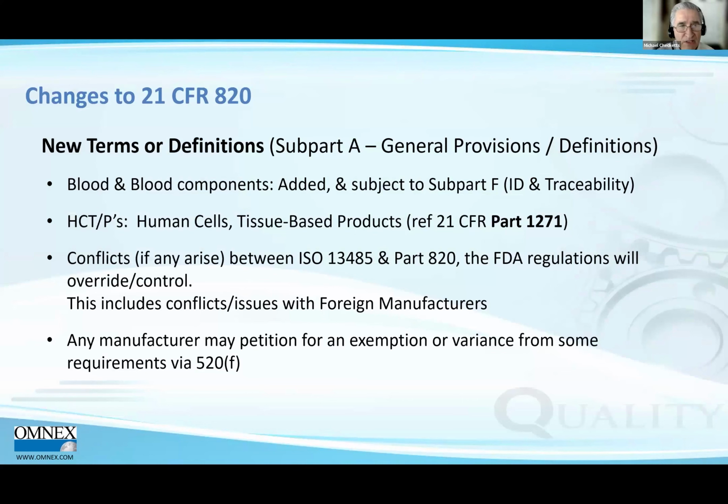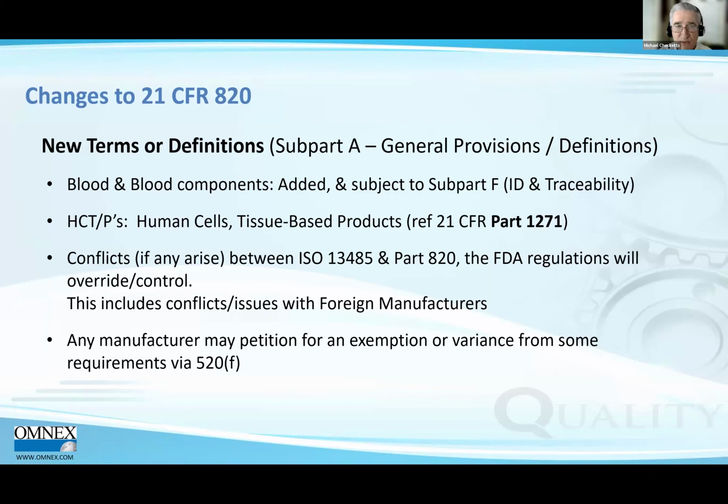So let's talk about the terms and definitions. Some of the definitions that are not part of 13485 are still in 820. Blood and blood components are added and subject to subpart F, ID and traceability. The human tissues and cells, tissue-based products, are part of part 1271 of the Code of Federal Regulations. So that part has been pulled out. So make sure that if you have human cell or tissue-based products, that you're using 21 CFR part 1271 rather than part 820.